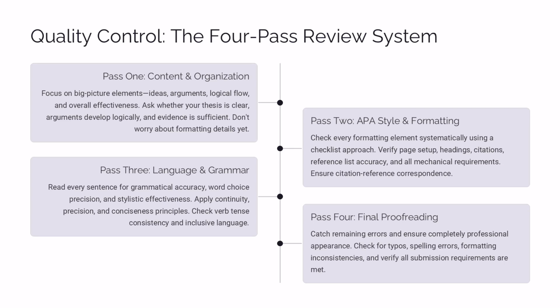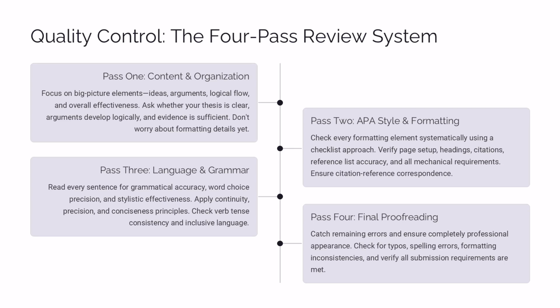Review your tables and figures during Pass 2 to ensure they follow the 4-component structure and 3-part note system correctly. Check that numbering is sequential, that titles are descriptive and properly formatted, and that all notes provide necessary information clearly.